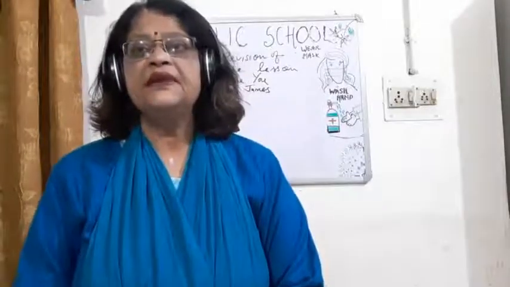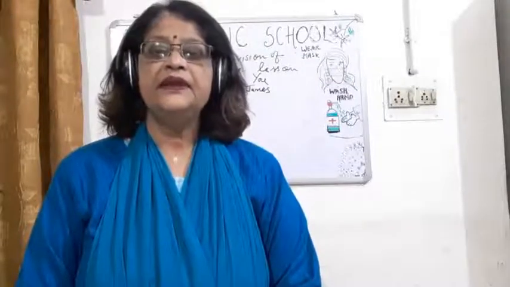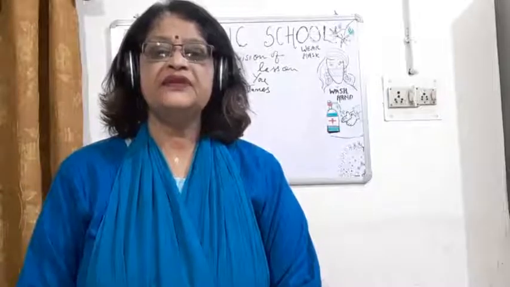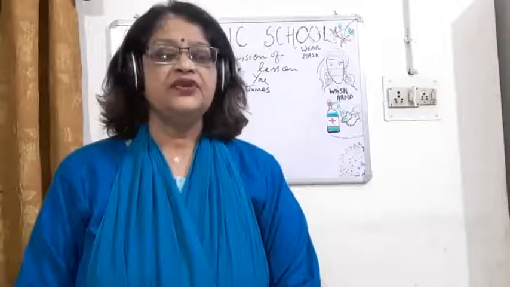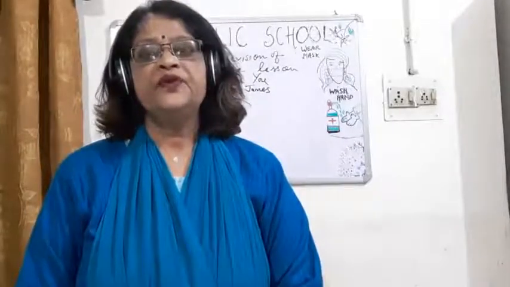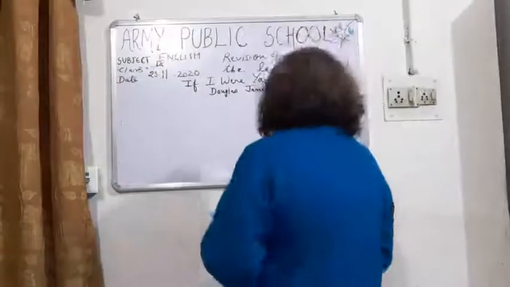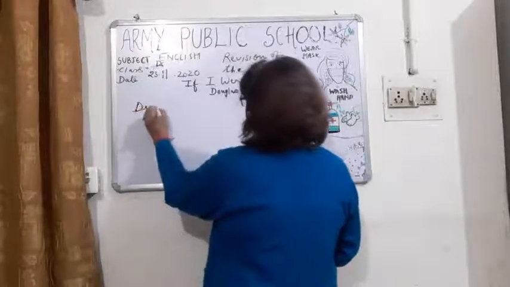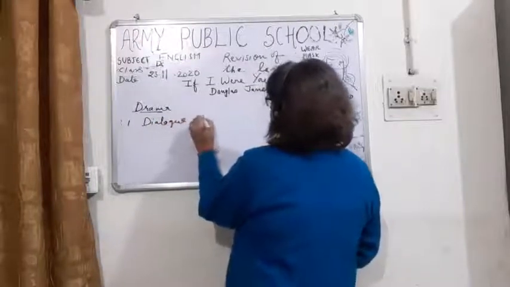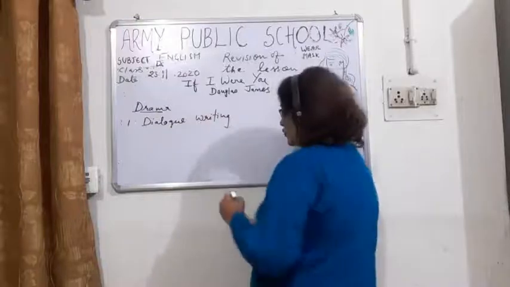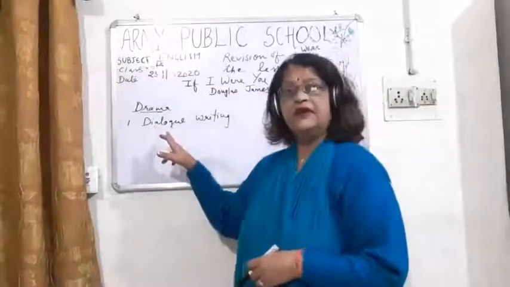But before explaining this lesson, before telling you about the background of this lesson, let me tell you the three important characteristics of a drama. There are 3 to 4 important characteristics of a drama which I think you should know. So, what is the first characteristic of a drama? First of all, a drama is always in the form of dialogue writing. So, you can note it down, students. Whenever you read a drama, the whole drama is written in the form of dialogue writing.